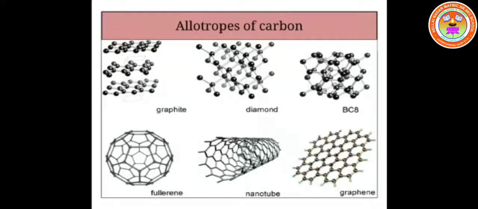So, what are the allotropes of carbon? Carbon has allotropes like diamond, graphite, fullerene, nanotubes, graphene, soot, and charcoal. In our book, some of the allotropes are given, not all. At least these allotropes, let us be thorough.